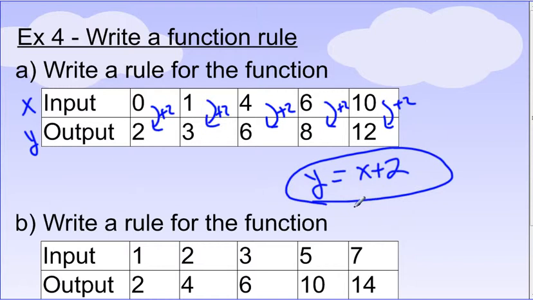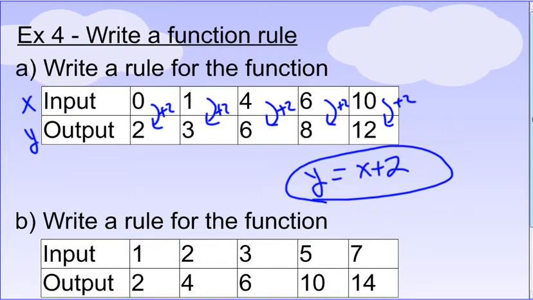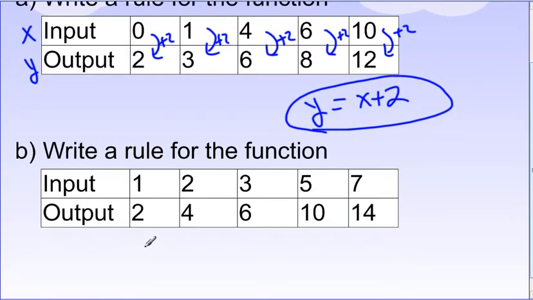We were able to write the rule. The y value equals the x value plus 2. Let's try letter B. Again, input, output. So what's happening to the x value to get to the y? In every single case, what's the pattern? And it has to be the same for all of them.